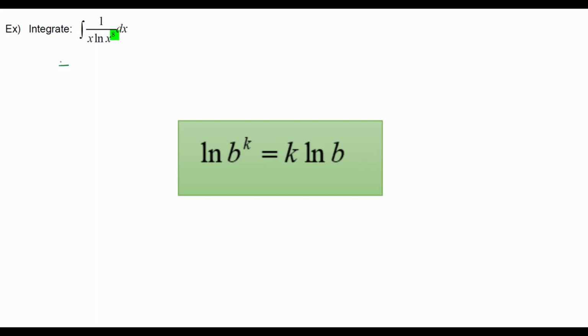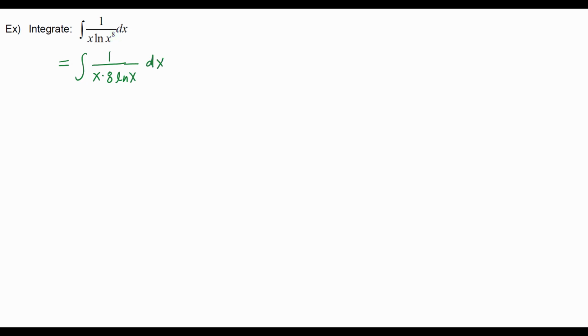So this becomes the integral of 1 over x times 8 comes down to the front. It becomes 8 times ln x dx. So then this is 1 over x times 1 over 8 times 1 over ln x. So 1 over 8, since it's a constant multiple, we can pull out in front of the integral. So now we have 1 over 8 times the integral of 1 over x ln x dx. So it became the same as what we had before.